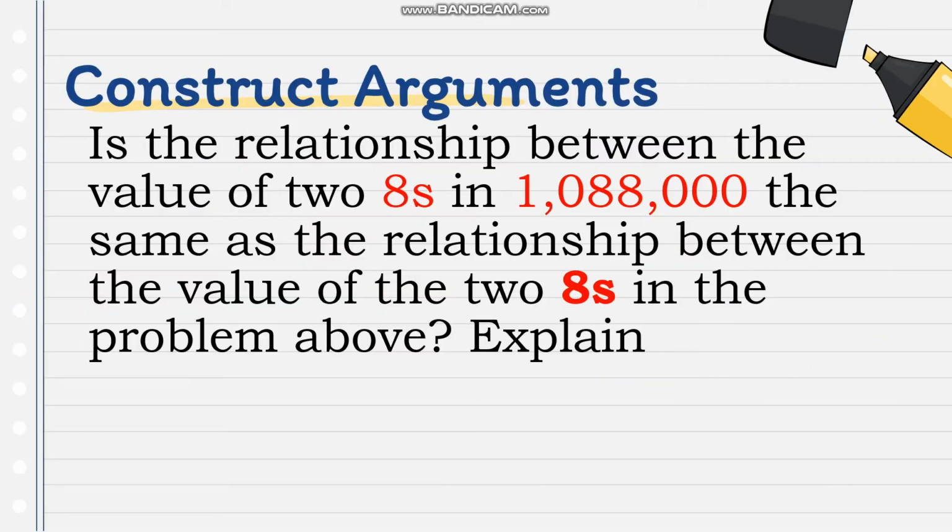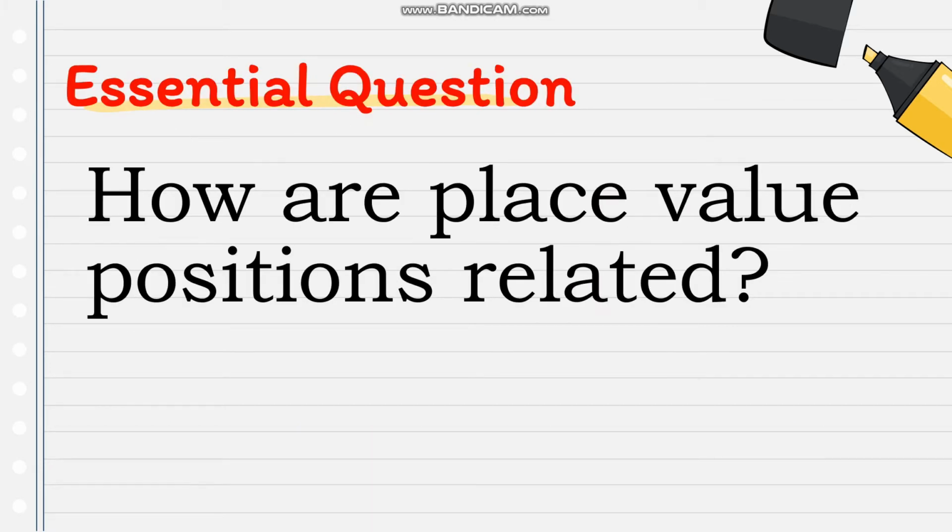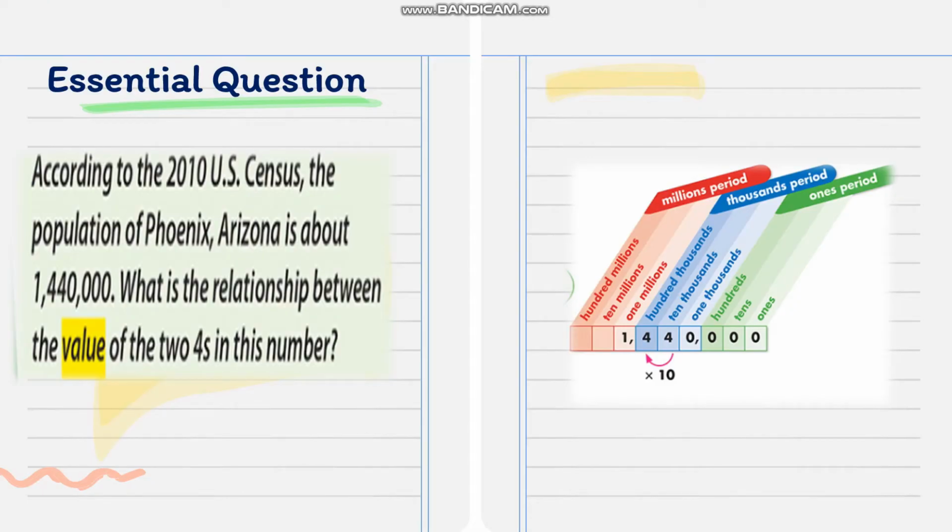Is the value relationship between the two eights in 1,088,000 the same as the relationship between the two eights in the previous example? The answer is yes. Why? Because the value of the 8 in the 10,000s place is still 10 times the value of the 8 in the thousands place. Why? Because they are next to each other and they have the same digit. So how are place value positions related? Let's analyze this problem.